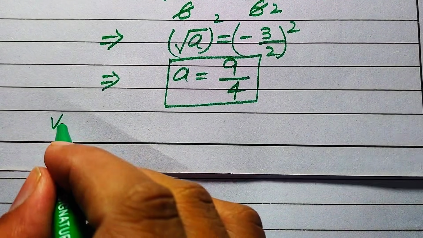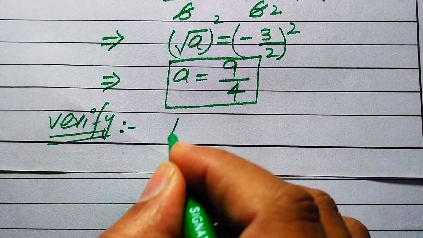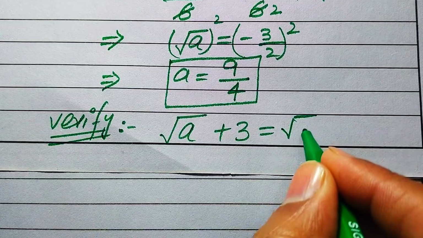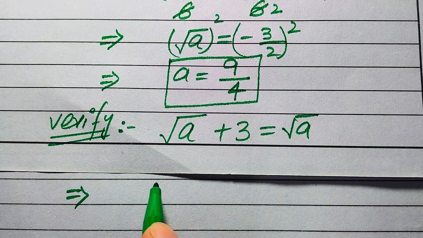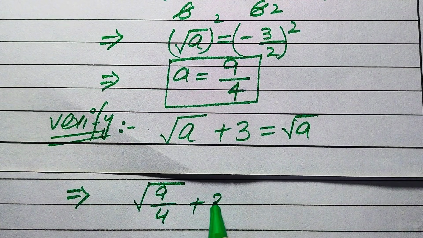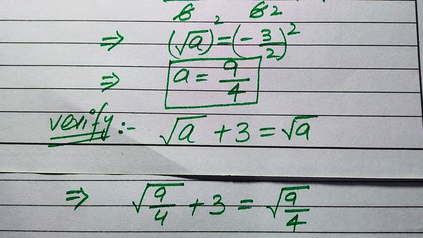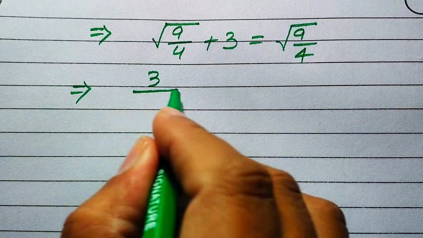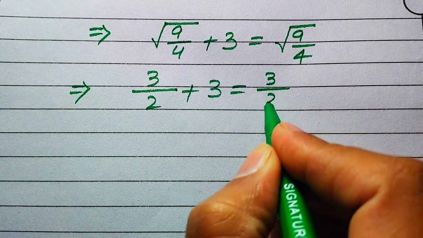In the next step, we need to verify whether this value of a satisfies our given question statement or not. For this, we copy down the given statement: square root of a plus 3 equals square root of a. Here we substitute the above value of a on both sides and check its behavior. The value of a is 9 divided by 4, so the square root of 9 over 4 plus 3 equals the square root of 9 over 4. The square root of 9 becomes 3, and the square root of 4 becomes 2, so we have 3 over 2 plus 3 equals 3 over 2.